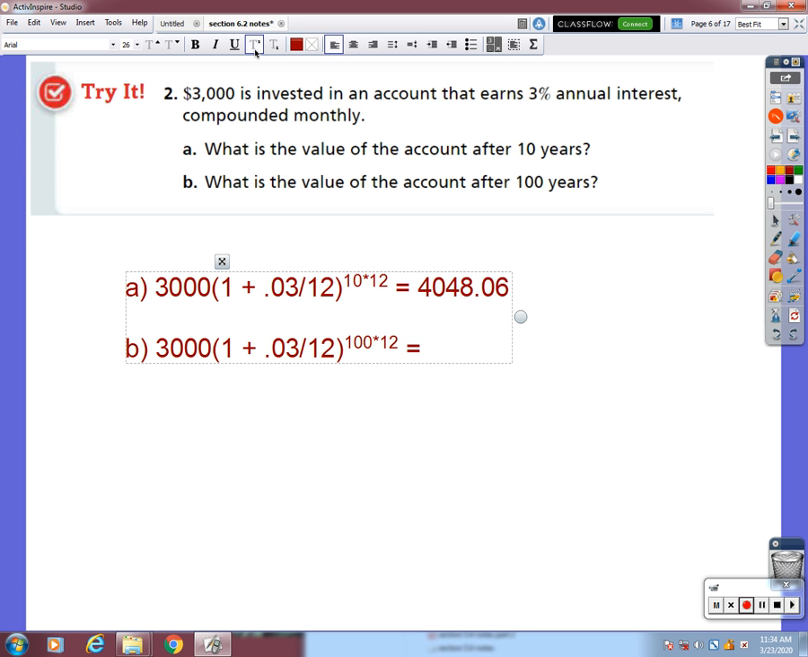Let's see, that's 100 times 12 is 1,200. So yeah, now after 100 years you would have $60,031.45. So if only you could find a way to do that, you could turn $3,000 into $60,000.